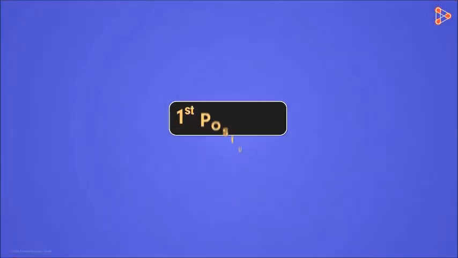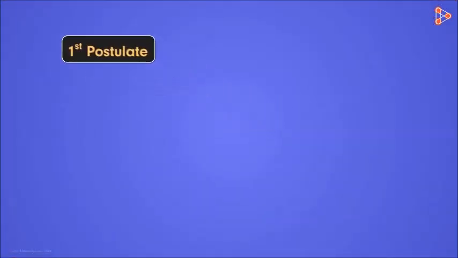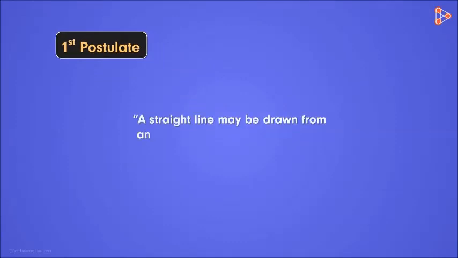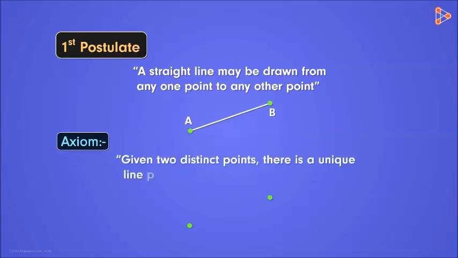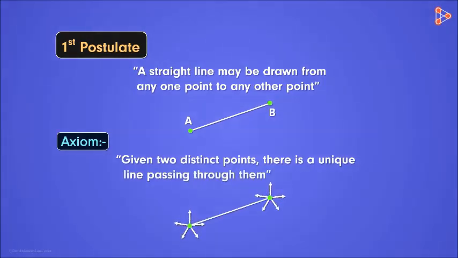Let's have a look at what the first postulate says. It states that a straight line may be drawn from any one point to any other point. To understand this, suppose we have 2 points A and B separated by a distance. Now, if we want to join them, we see that we can draw only one straight line that will connect both of them. We can take the help of Euclid's axiom that states, given 2 distinct points, there is a unique line passing through them. So a line from A joining B is AB. Similarly, the line joining B from A is also AB.